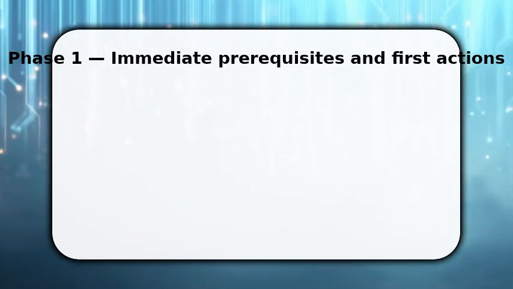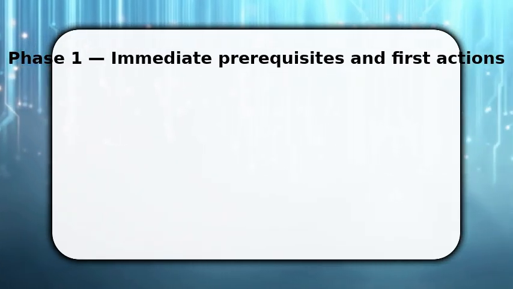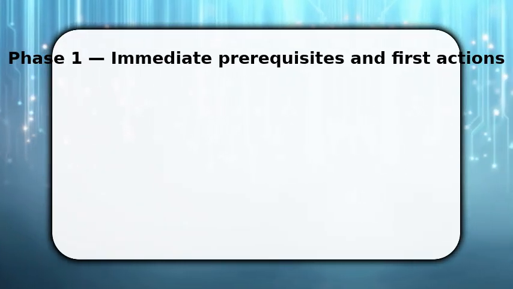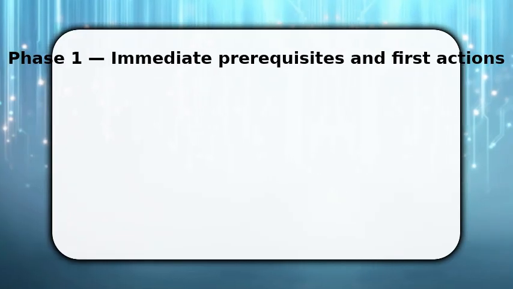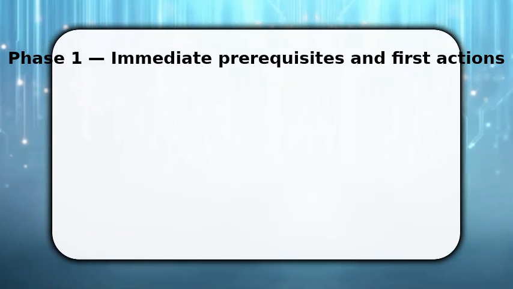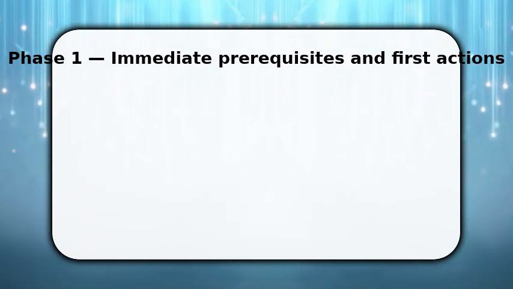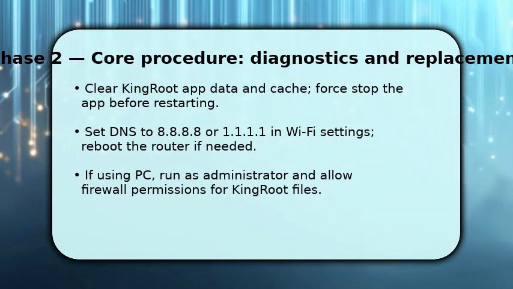Next, enable USB debugging so your PC or app can communicate. Drivers must be installed if you plan to connect via USB. Do these first steps deliberately, because a wrong network or missing driver is often why the Kingroot network error appears in the first place. Now you tackle the network path.